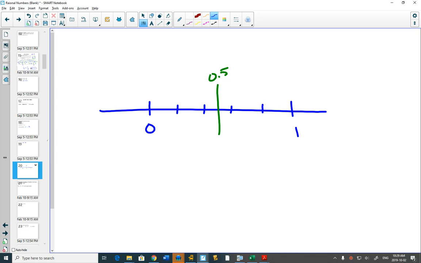Okay? Some people can figure it out just by looking, and they say, oh, if you're going from 0 to 1 and you're in 5 sections, it's 0.2, 0.4, 0.6, and 0.8.